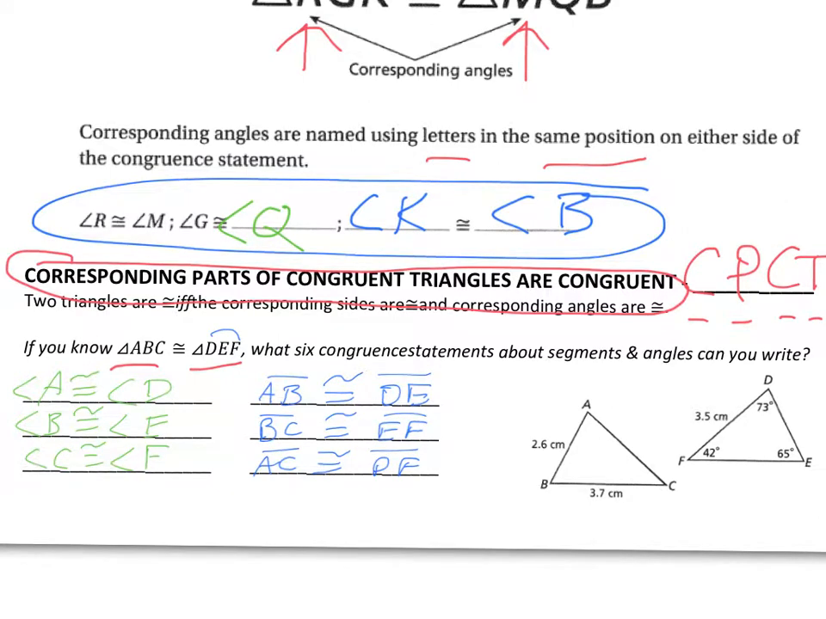Okay, so what we're going to say here is angle A is congruent to angle D. That means this angle is congruent to this angle. Angle B is congruent to angle E, so this angle is congruent to angle E, which is this angle. C is congruent to F.